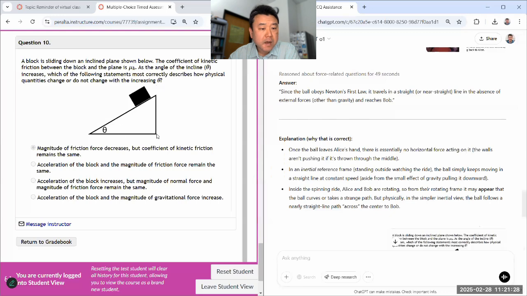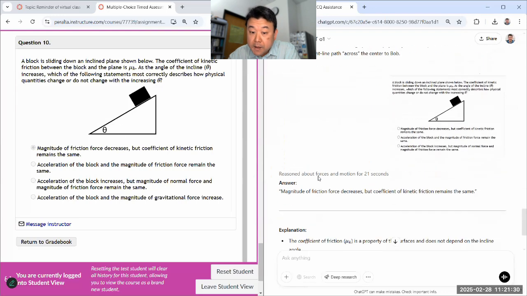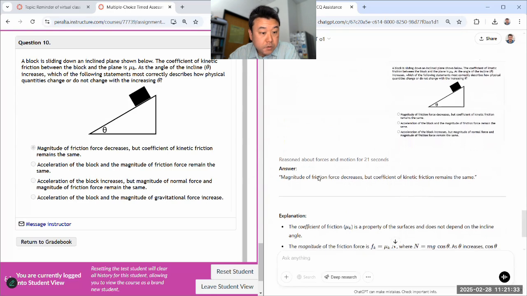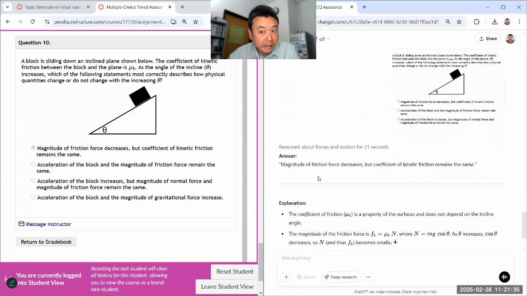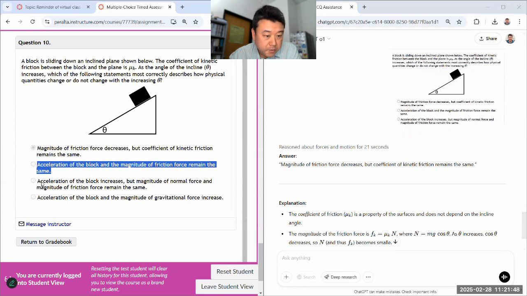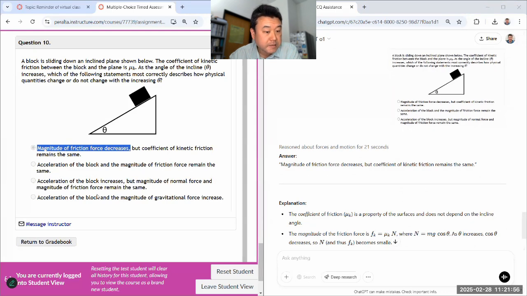Increasing theta. So there might be a programming error, because all the choices are correct, at least on my quick reworking through it now. The acceleration of the block and the force remain the same? I mean, that's nonsense. You can't compare acceleration with the force. Yeah, this is wrong. Normal force decreases. That's actually what leads to this. Accelerate. The first part is right, but the second part is not.